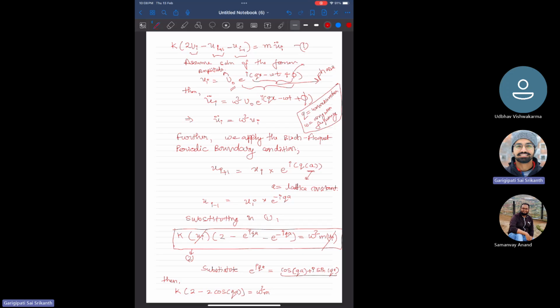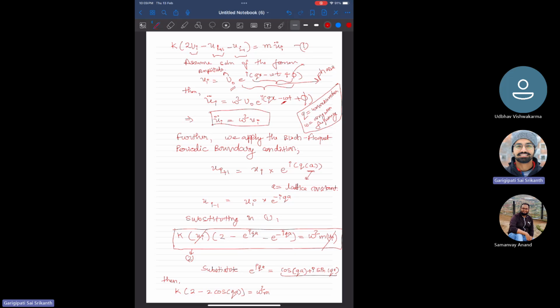Then if we find the double time derivative of u i, you simply differentiate u i with time twice, and the factor of minus omega comes out twice, and that becomes omega squared. So essentially, this is characteristic of harmonics.